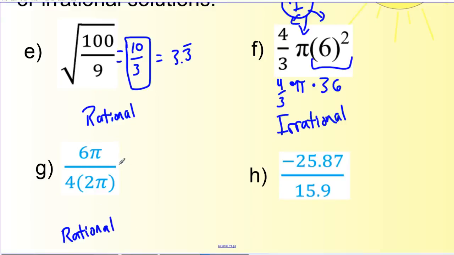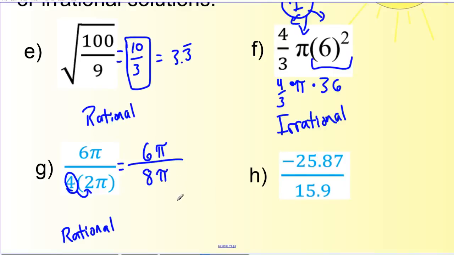Well, check this out. There's nothing I can do on the top to simplify this problem. That's just 6 times pi. I could multiply it out, I guess, but I don't want to yet. I'm going to leave it as 6 times pi. Down below, on the other hand, I can actually take this 4 and times by the 2. So instead of having 4 times 2 pi, 4 times 2 is 8, I'm going to have 8 pi.